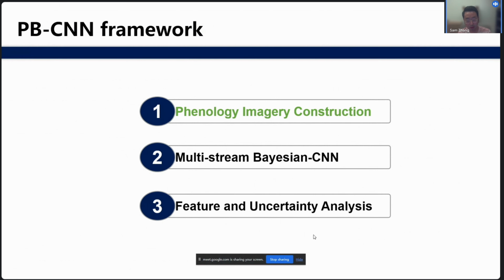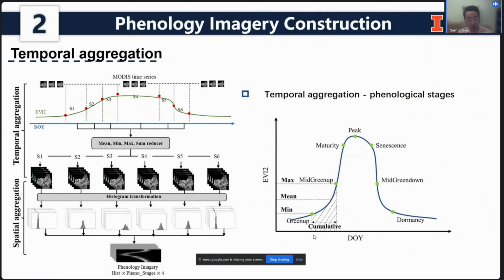The first one is phenology imagery construction. In this study, we try to predict the crop yield at the county level, so we need to aggregate the original time series data to the county level. If you look at the left figure, our original input is the MODIS time series. But as we said, each time step could have totally different meanings for different regions. So here we use the phenology stages to divide the whole growing season into 6 different stages. Because we use the phenology information for each pixel, or each location, they have the same physical meaning.